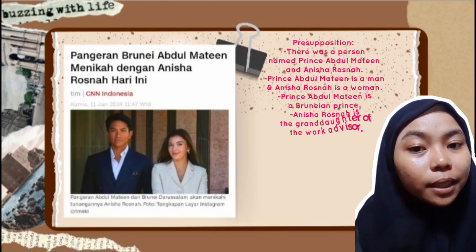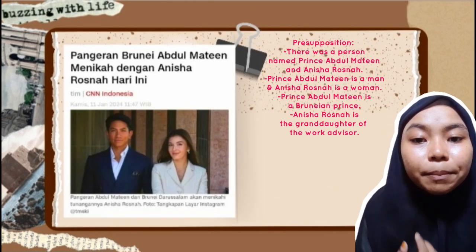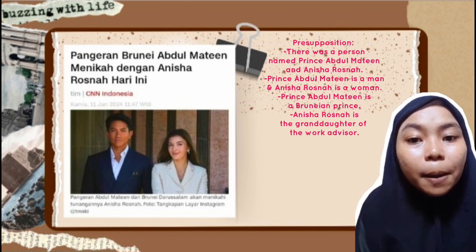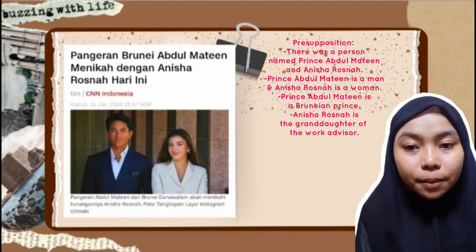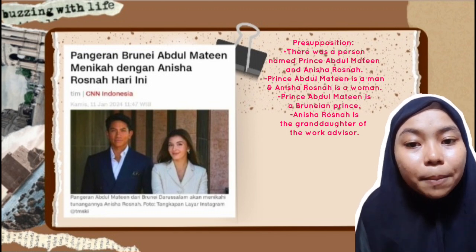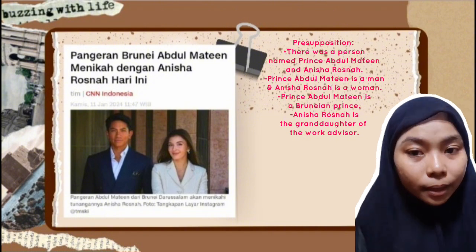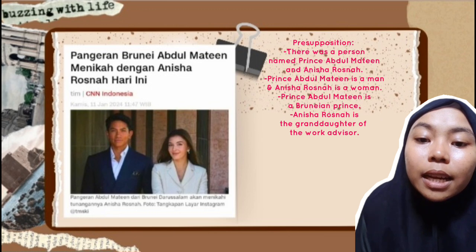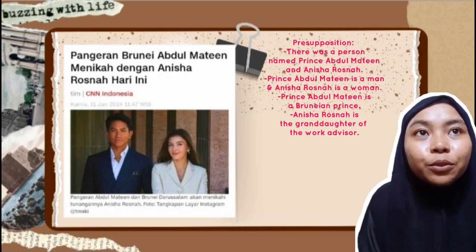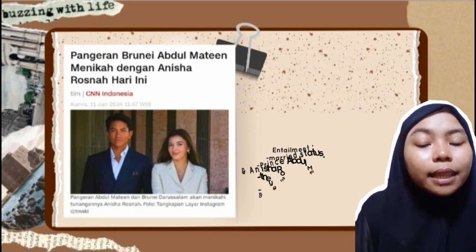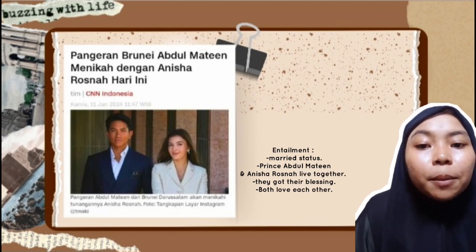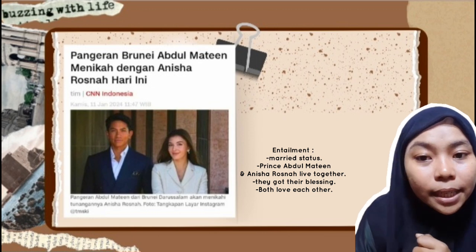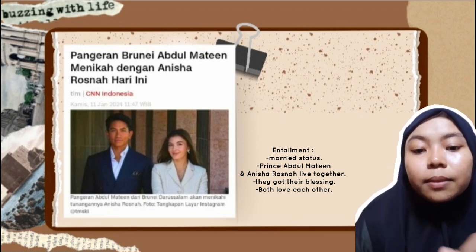So, for another example: Prince Abdul Matin married Anissa Rusna today. The presupposition: there was a person named Prince Abdul Matin and Anissa Rusna. Prince Abdul Matin is a man and Anissa Rusna is a woman. Prince Abdul Matin is a Bruneian prince. Anissa Rusna is the granddaughter of the war advisor. While the entailment, marriage status: Prince Abdul Matin and Anissa Rusna live together. They got their blessing, and both love each other.